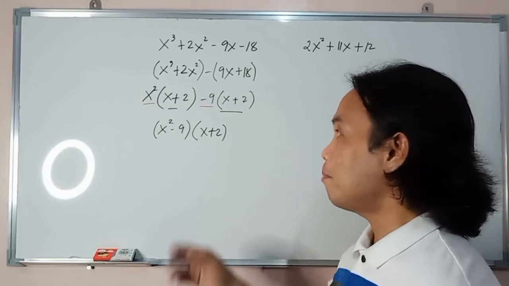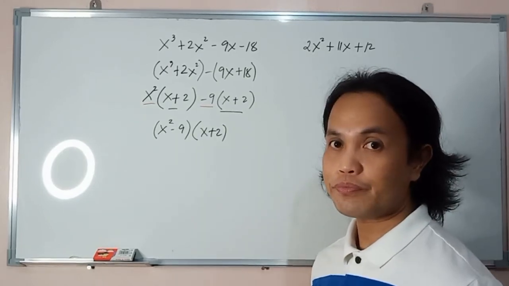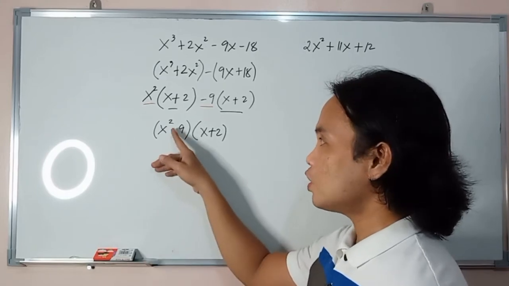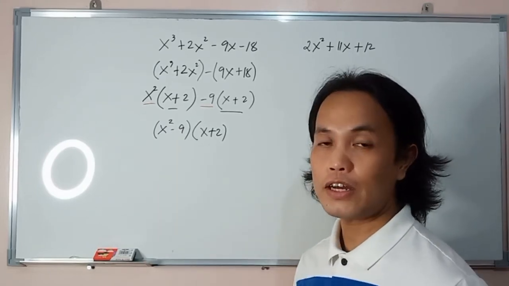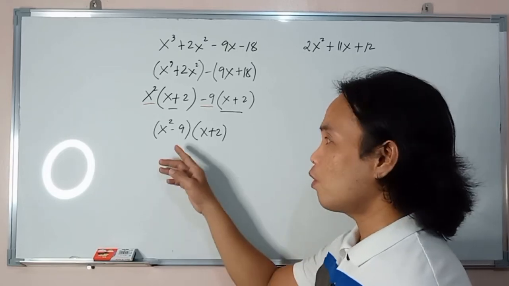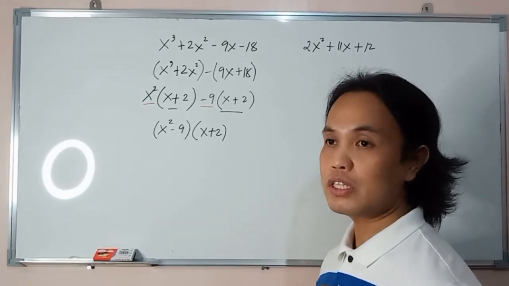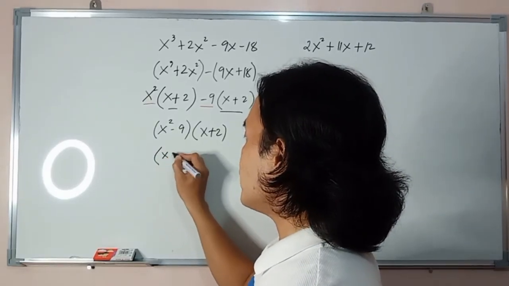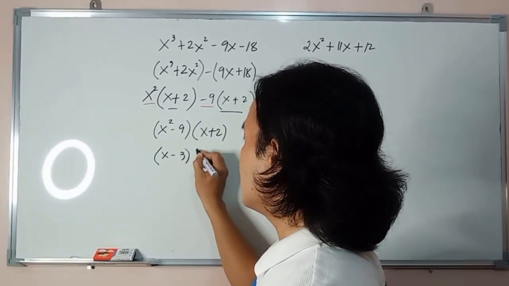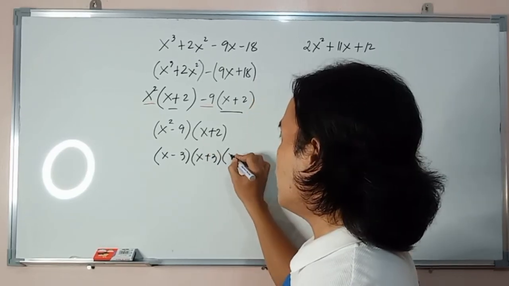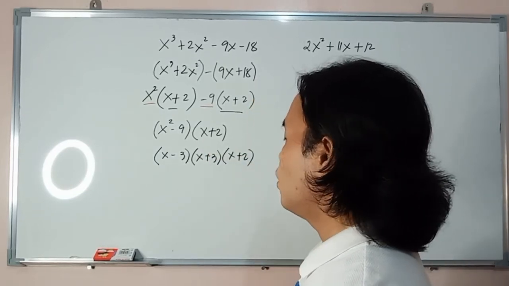We just simply copy x plus 2. The question, is this not a final answer? No, because x squared minus 9 is still factorable by using the difference of two squares. So we can factor out x squared minus 9, which is equal to x minus 3 times x plus 3. Then we copy x plus 2.